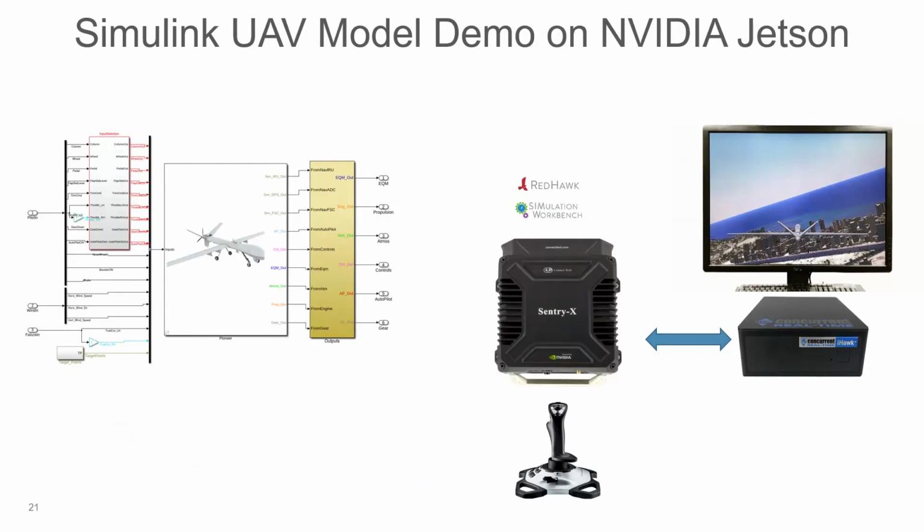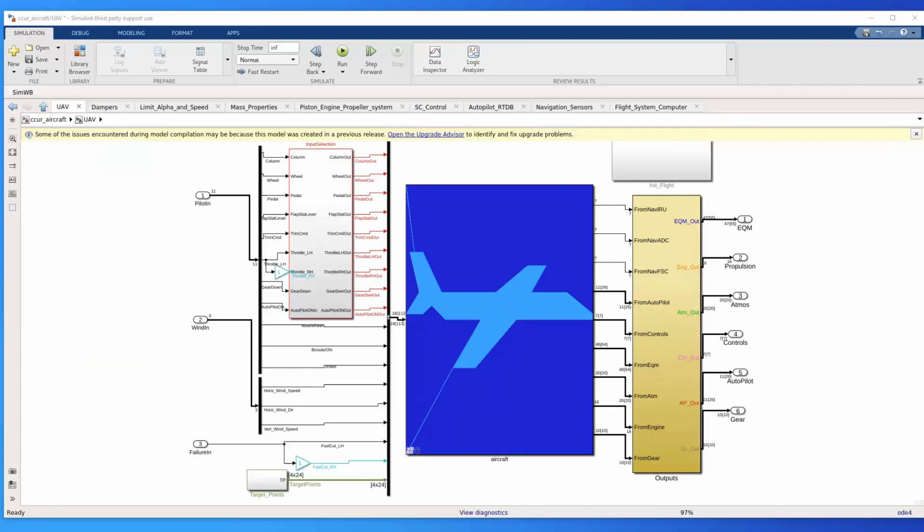In this example, I'm going to show a Simulink model of a UAV, generate C code, and transfer the code over to the ConnectX SentryX, where I have a joystick connected to it, and run this model in real time. I have also written some C code for autonomous or autopilot operation, but I'm going to override it with my joystick controls.